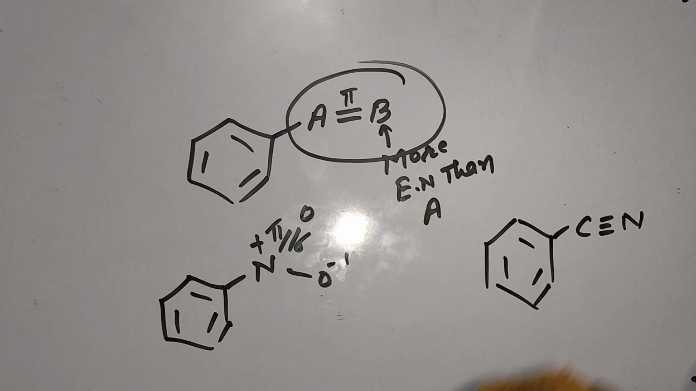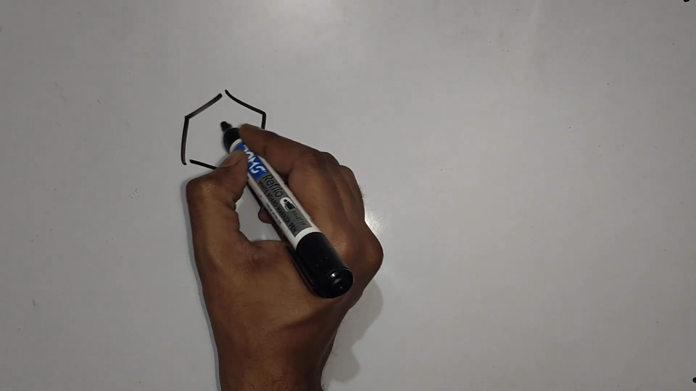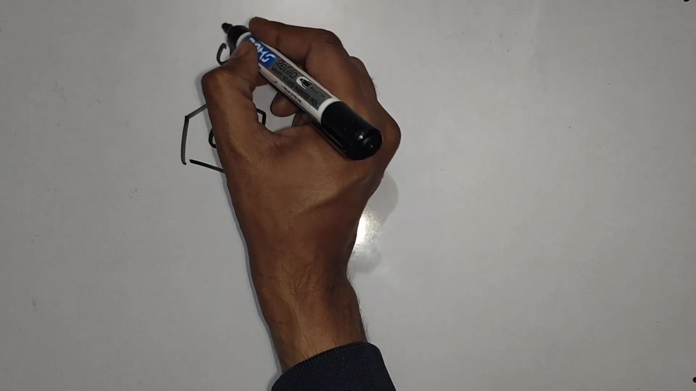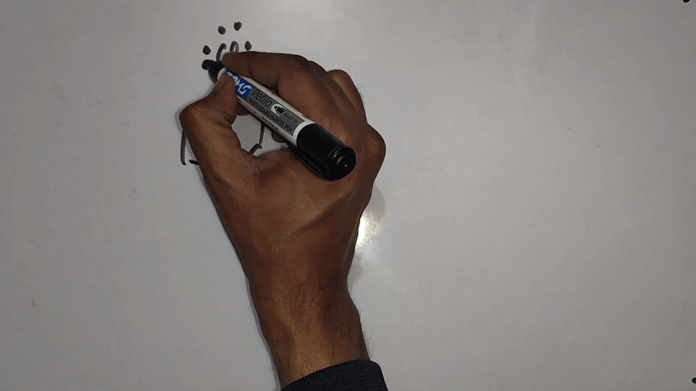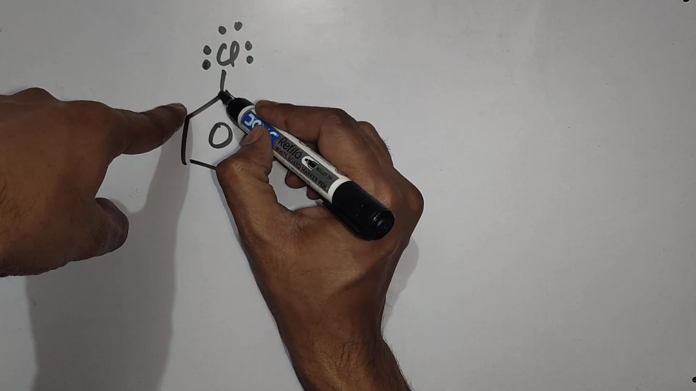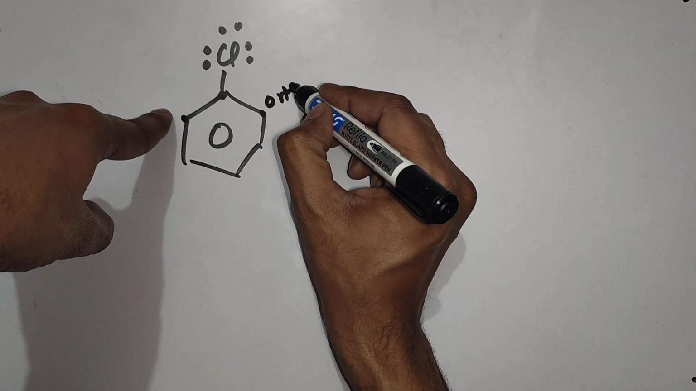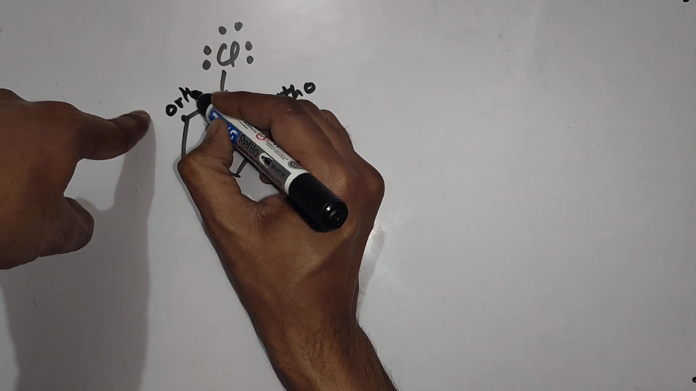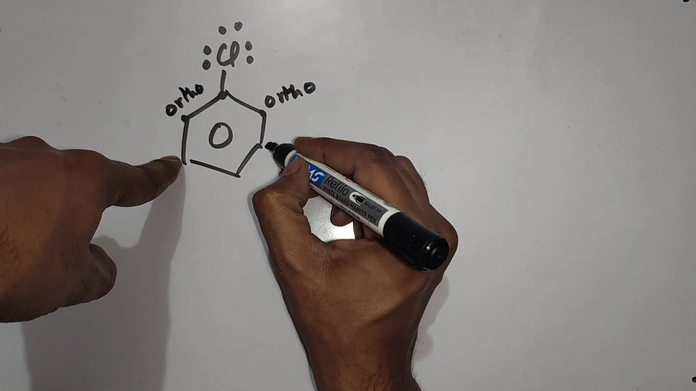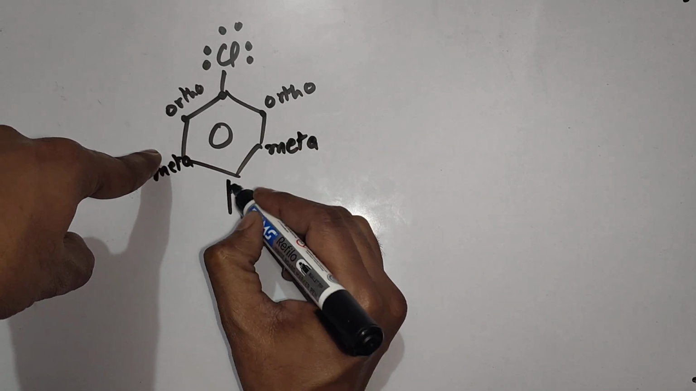Now, will they work from every position of the benzene ring? No. First of all, you need to understand the positions. Like if I am talking about chlorobenzene, the halogen is attached to the benzene ring at this carbon, and the next carbons, these two carbons, are known as ortho. They are ortho. Next to ortho, we have meta. And next to meta, we have para.